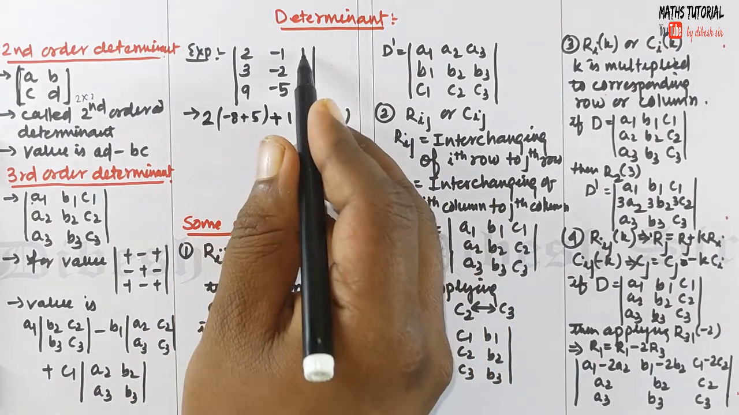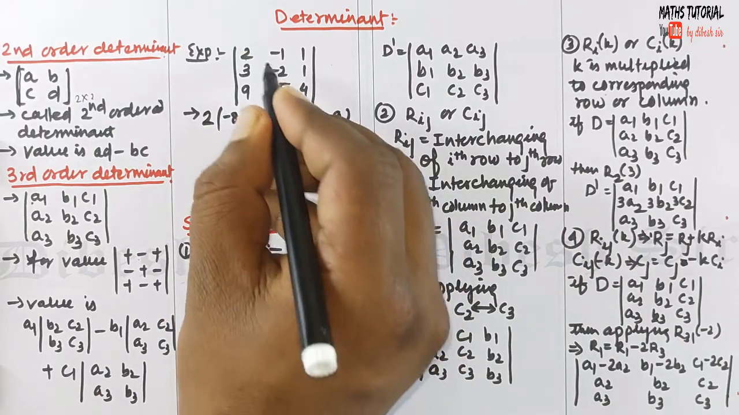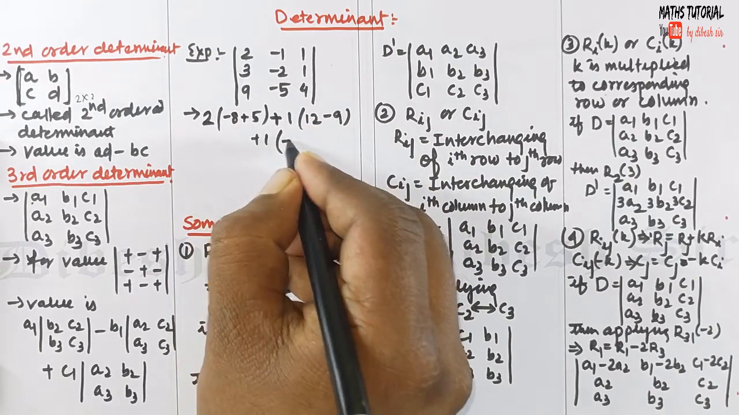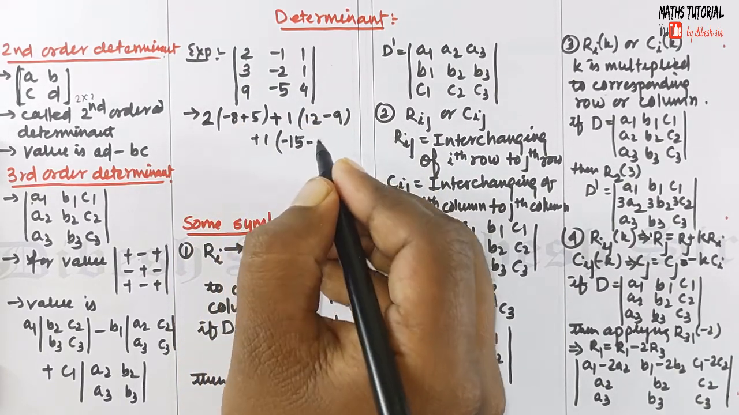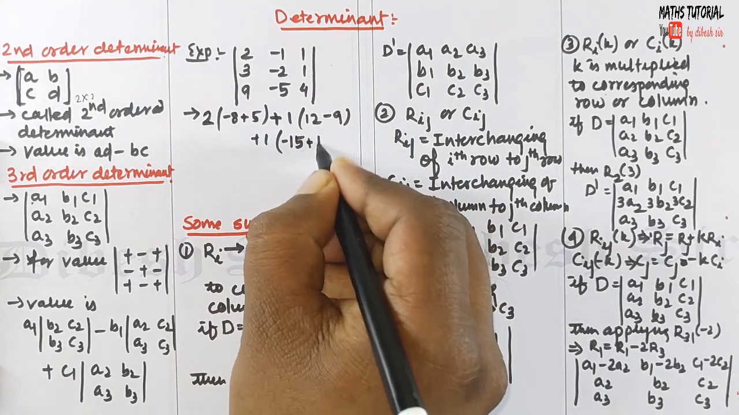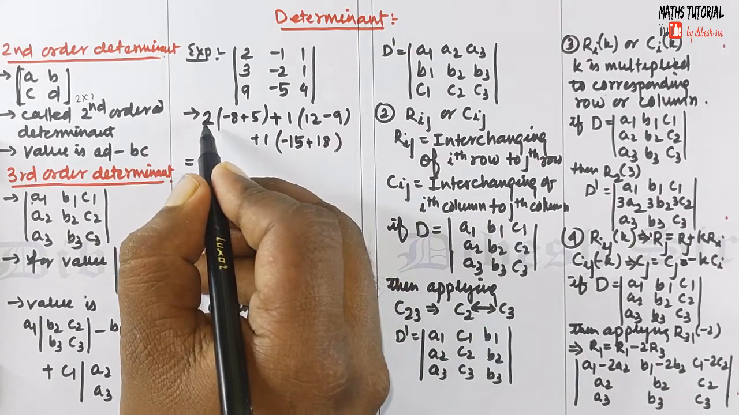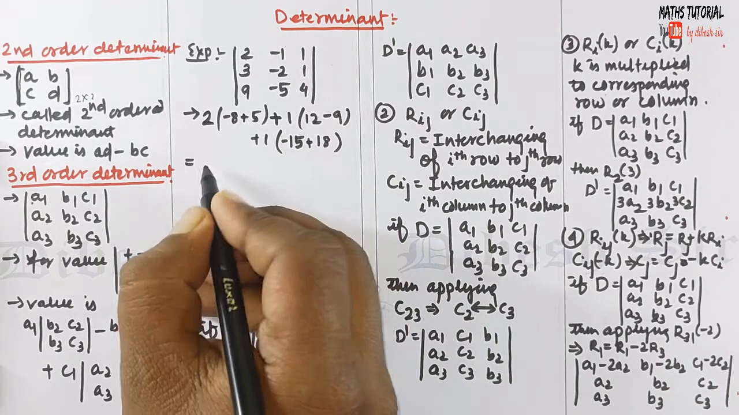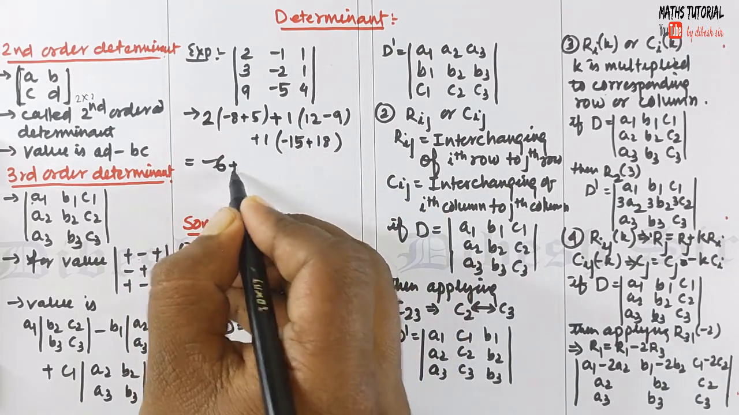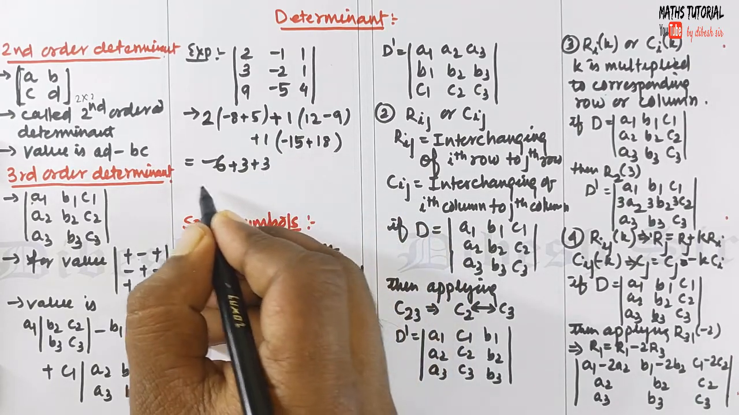Next, plus 1, close corresponding row and column, you will get 3 into minus 5, that is minus 15, minus 9 into minus 2, that is minus 18, that is plus 18. So answer is 2 into minus 3, that is minus 6, 1 into 12 minus 9, that is 3, 18 minus 15, that is 3. So our answer is 0.